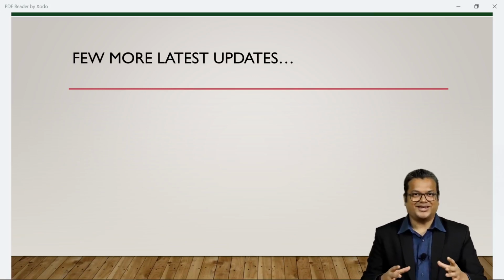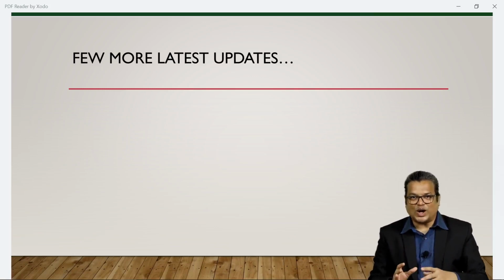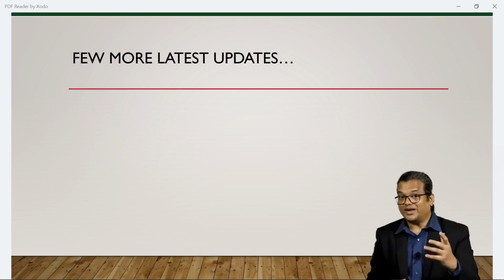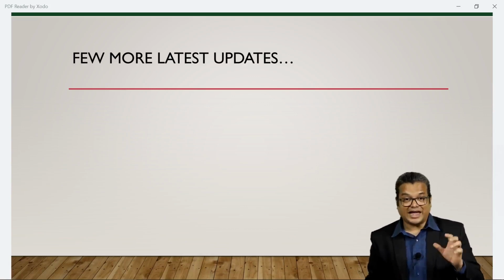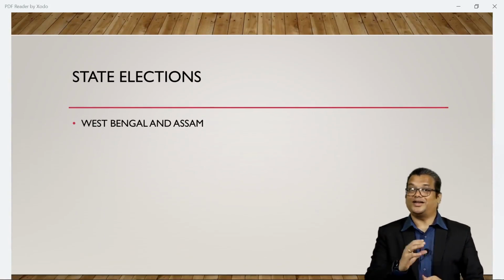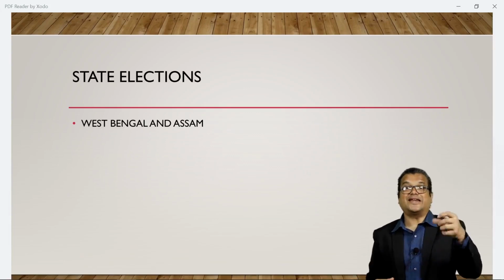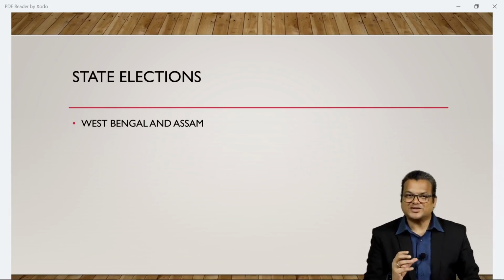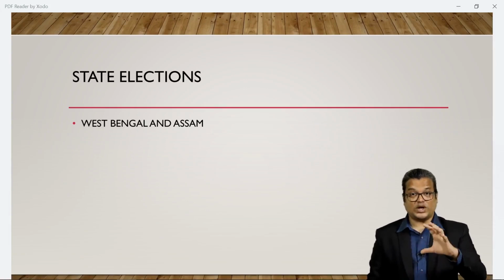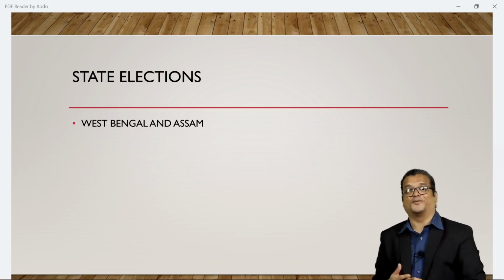Now see, if you go through the political scenario, guys, it's a hot environment, and it's all about the elections. Where are the elections happening? They are happening in West Bengal and Assam, right? So we are going to talk a little about state elections in West Bengal and Assam. Let's take a few updates. Sir, why are we going to study this? Guys, this is an ongoing thing which is currently happening.